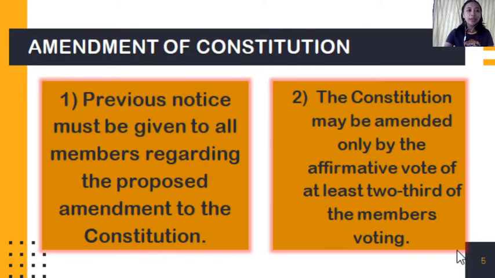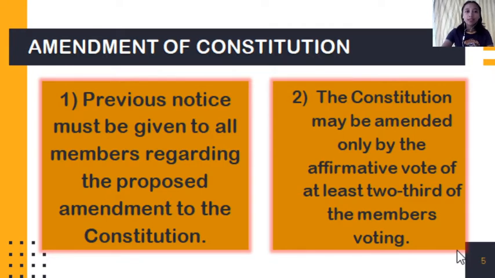The next subtopic: amendment of the Constitution. There are two rules that must be observed in amending the Constitution of an organization. First requisite: previous notice must be given to all members regarding the proposed amendment of the Constitution. It means that during your previous meeting, it should be announced for everyone to be notified that there is a proposed amendment to the Constitution. However, it will be discussed and voted upon during your next regular meeting.